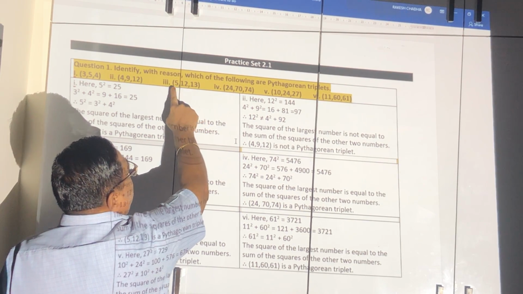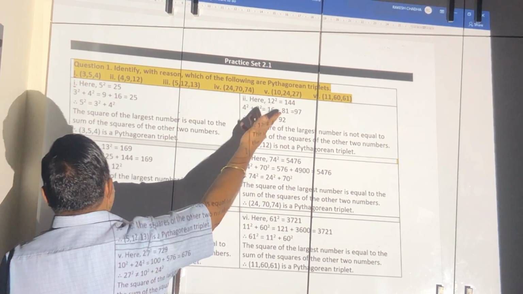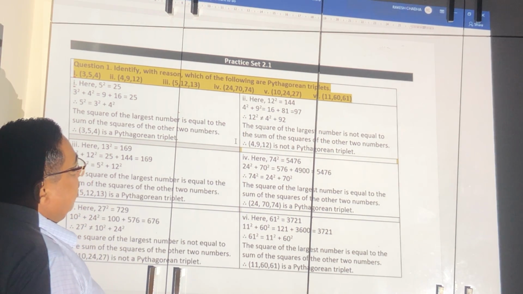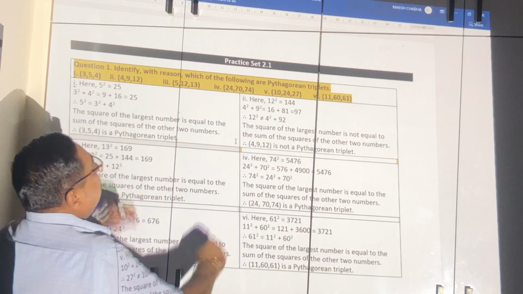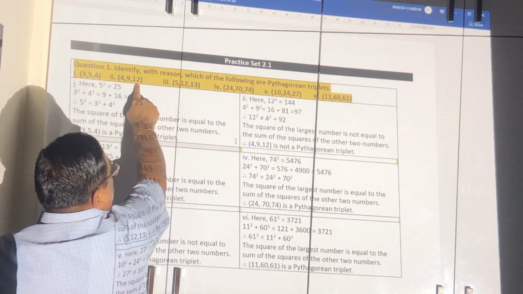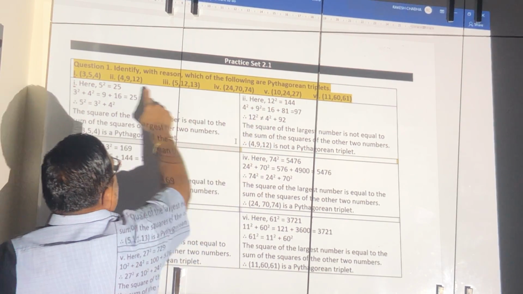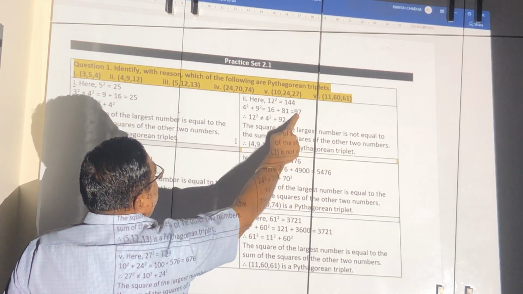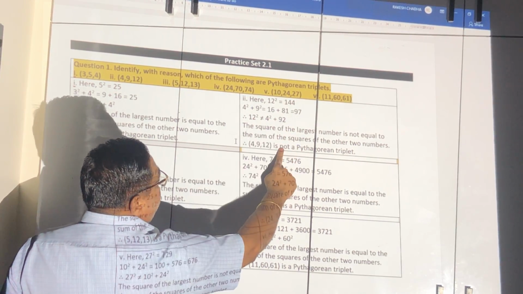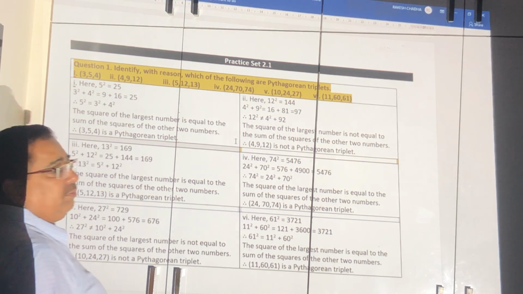Okay. So we can similarly manipulate here and check out that 4, 9 and 12, sorry. So the biggest number here is 12. So first 12 square, 4 square, 9 square, add. Is it equal? Not equal. They are not a triplet.